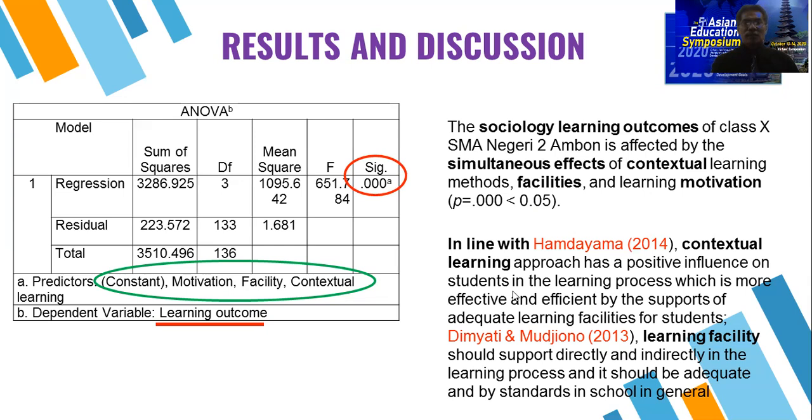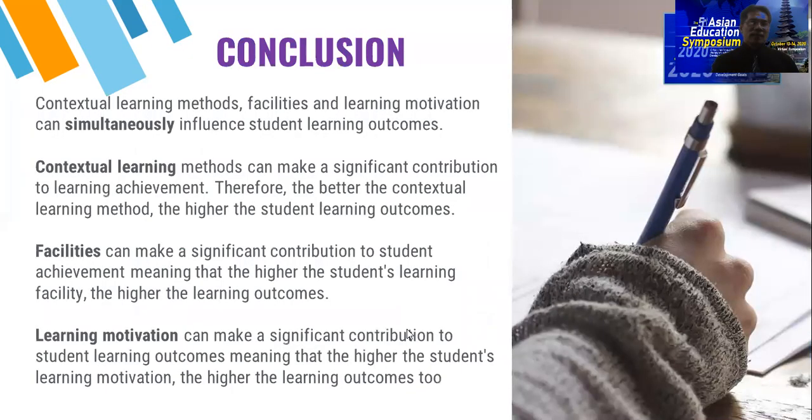Based on this result, it is also in line with Hamdayana 2014, which stated that the contextual learning approach has a positive influence on students in the learning process, which is more effective and efficient with the support of adequate learning facilities for students. The results of this study are also supported by Dimyati and Mudjiono 2013, stating that learning facilities should support directly and indirectly the learning process, and should be adequate and by the standard in schools in general. So this is the results and discussion part, and the last one is going to be the conclusion.